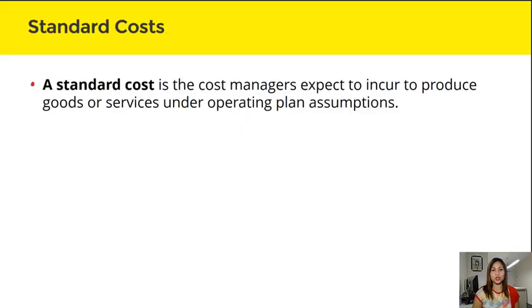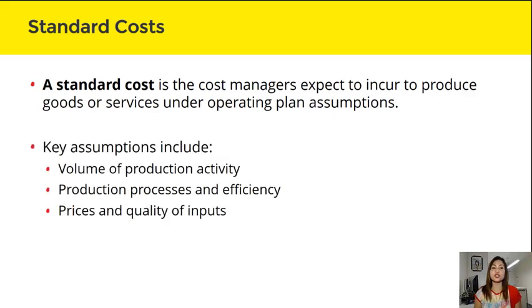Standard cost. So what do we mean by standard cost? A standard cost is the cost that managers expect to incur to produce goods or services under the operating plan assumptions. So what are the assumptions? Key assumptions can include the volume of production activities, production processes and efficiency, and also the prices and quality of inputs that you're going to use in the production process.